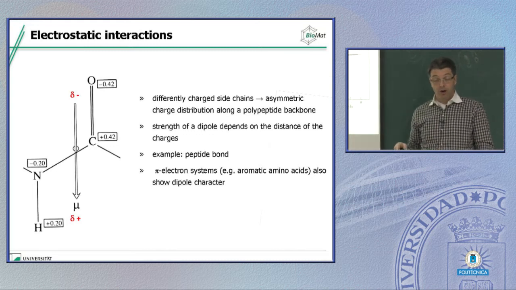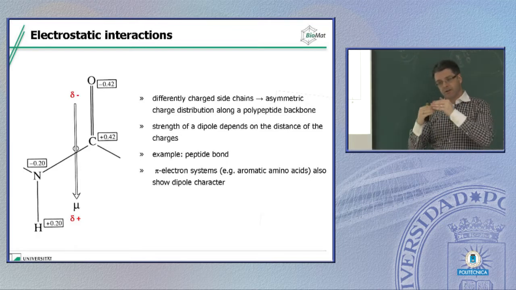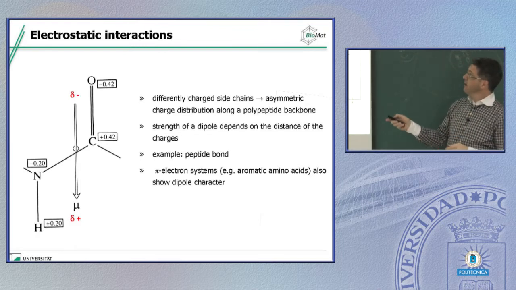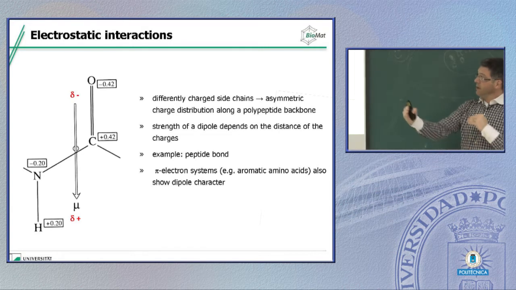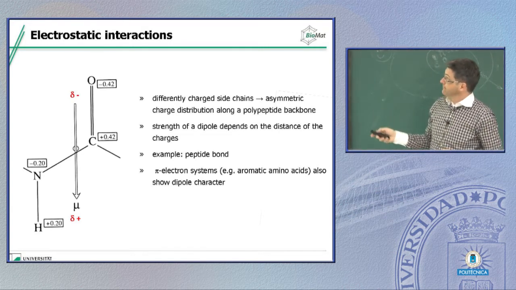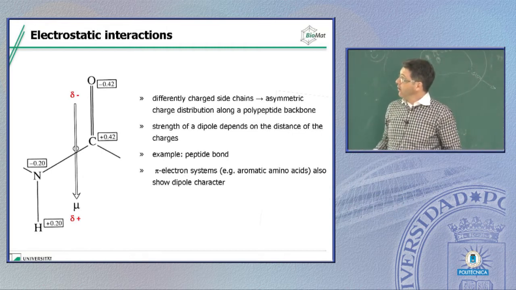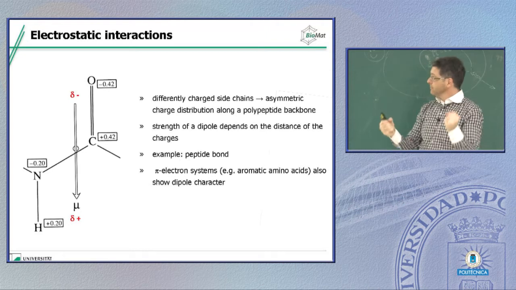So this is now the contrary. As I told you, charged interactions are typically long-range interactions. Van der Waals interactions are typically short-range interactions. And here you see why. Van der Waals interactions typically occur between two atoms.